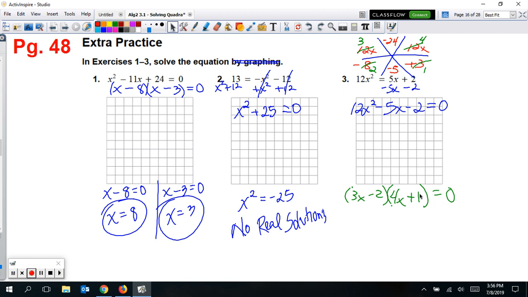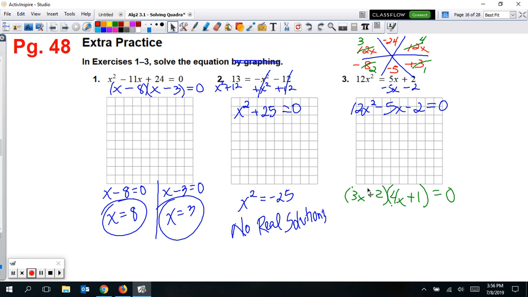Again, you could double check by using FOIL. 3x times 4x is definitely 12x squared. The back ones definitely give us a negative 2x or negative 2. You would just want to check the outside and the inside and combine them together to see does it give you that negative 5x. Just to double check that factoring was correct.